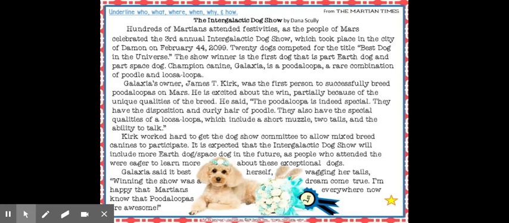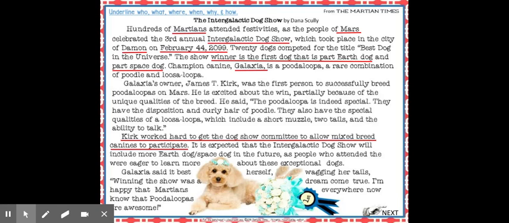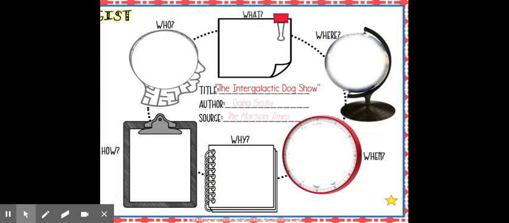Now, our first step is to skim back over, underlining the who, what, where, when, why, and how. So, who? Martians on Mars at the Intergalactic Dog Show on Damon. When? February 44th, 2099. What? The winner of the first dog show, part space dog. Who? Galaxia. Why? He worked hard to get the dog show committee to allow mixed breed canines to participate.